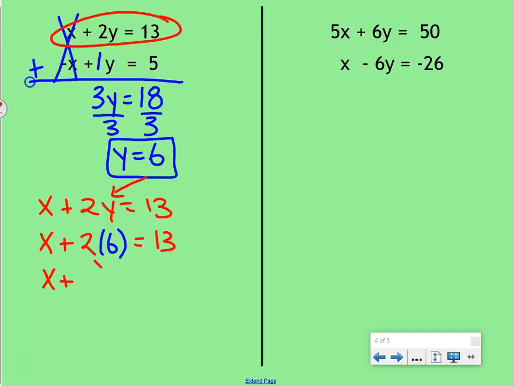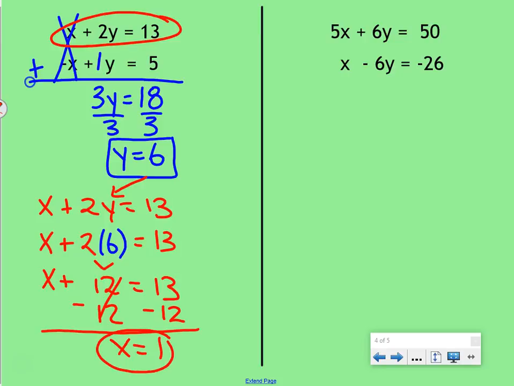X plus 2 times 6 is 12 equals 13. Minus 12 on both sides. X equals 1. Write our answer as an ordered pair: x, then y.